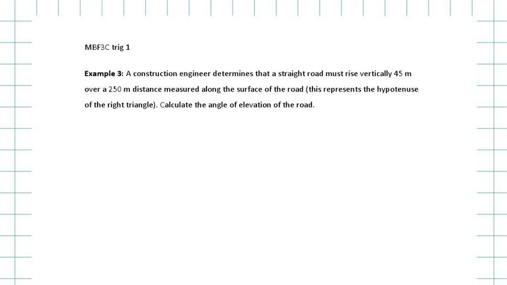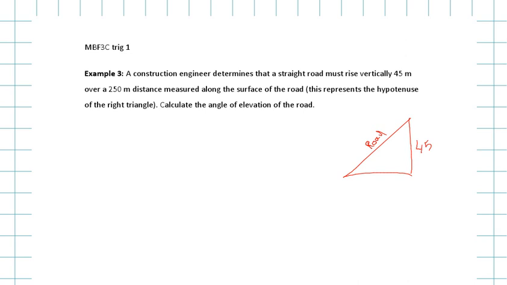Okay? So first, let's reread the question. A construction engineer determines that a straight road must rise vertically 45 meters. So I know that I'm looking at a right triangle, because basically what I have is this. This is my road. It says that it's going to rise vertically 45 meters. What side is 45 meters? The height. This is your 45 because it's vertical. Vertical means straight up.